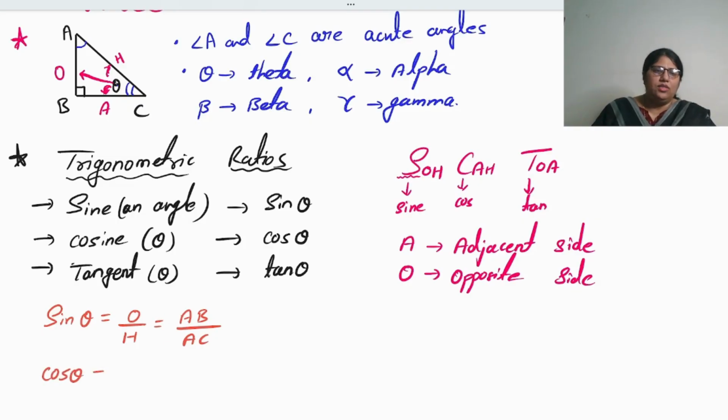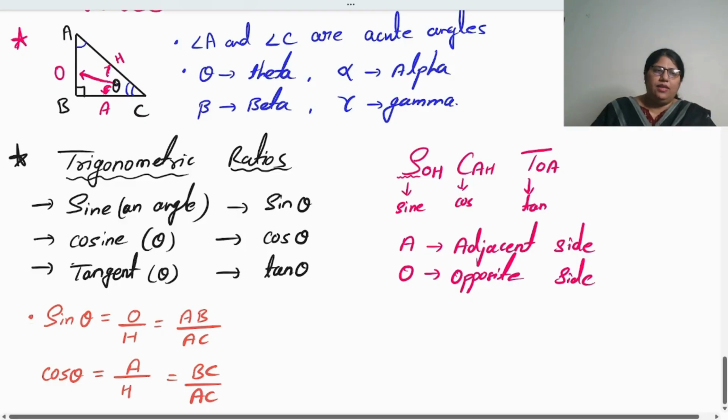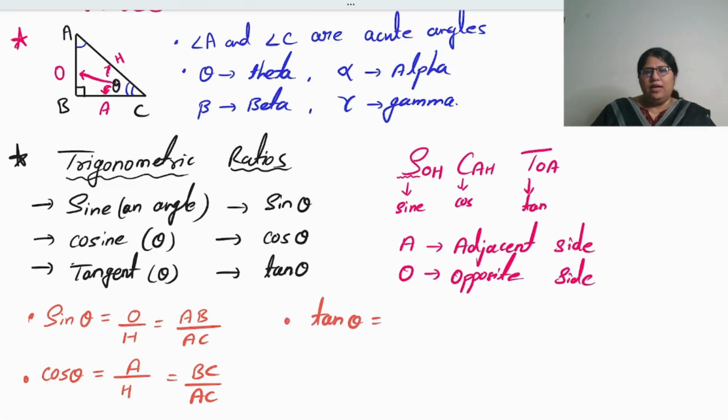Similarly, if I take cos theta, it is adjacent by hypotenuse. Now, what is your adjacent with respect to theta? The side which is one of the arms of the angle is called adjacent, right? So here, what is your adjacent side? It is BC by AC. And tan theta is opposite by adjacent, and opposite is AB and adjacent side is BC. So these are the three basic trigonometric ratios.